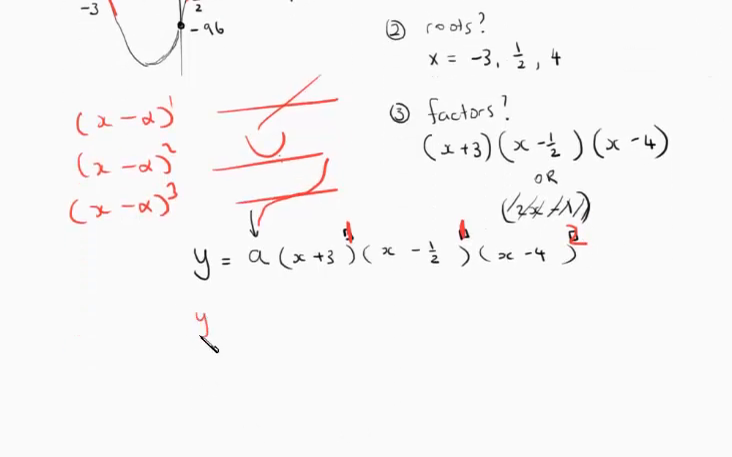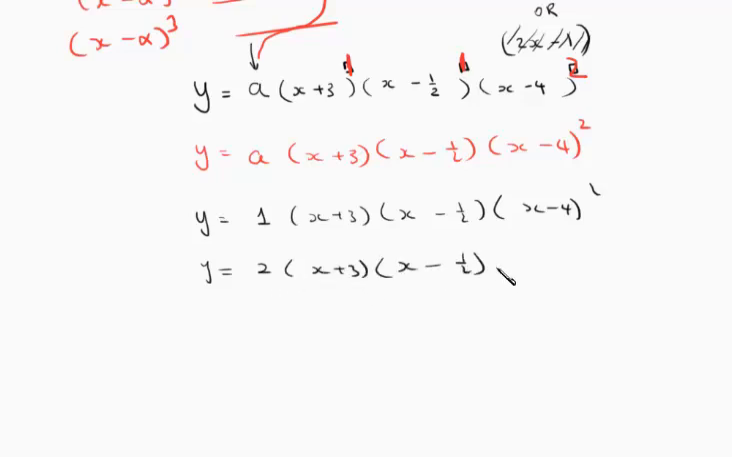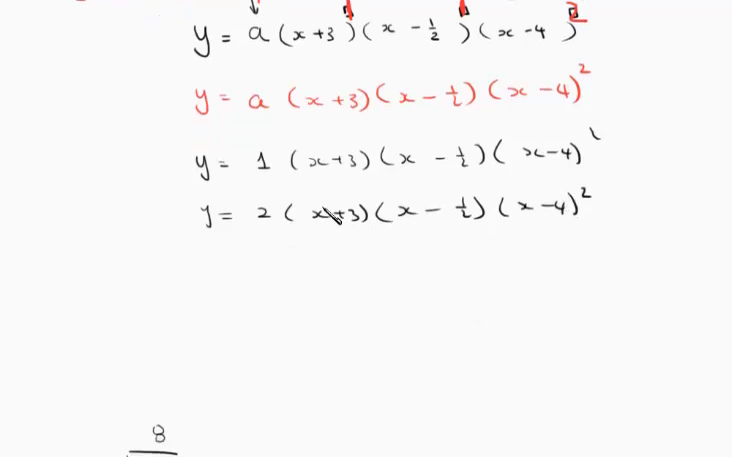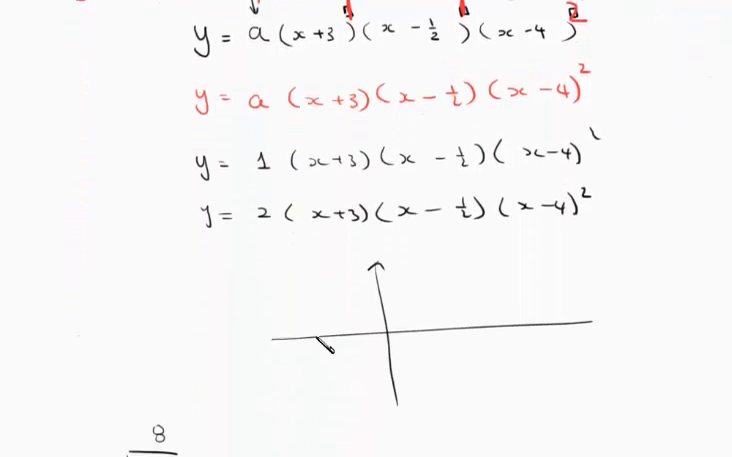So the equation is now y equals a(x plus 3)(x minus half) squared, okay? But I want you to notice something. Depending on this value a, I want you to consider a few things. You can have 1, (x plus 3)(x minus half)(x minus 4) squared. I want you to also consider 2. So both equations, whether it's 1 or 2, look very similar. They all go through minus 3, through half, and through 4.